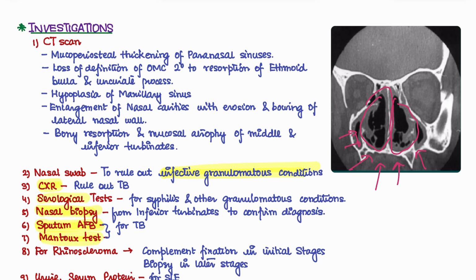You can perform serological tests to check for syphilis and other granulomatous conditions. For rhinoscleroma, you can do a complement fixation in the initial stages and biopsy in the later stages. And to find out about SLE, you can do a urine and serum protein. These are all the investigations you need to do. Although I feel this is mostly a clinical diagnosis, which is made on the basis of the symptoms and the signs that the patient comes to you with.